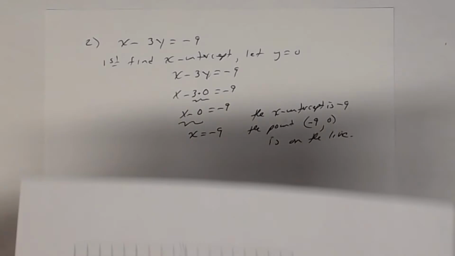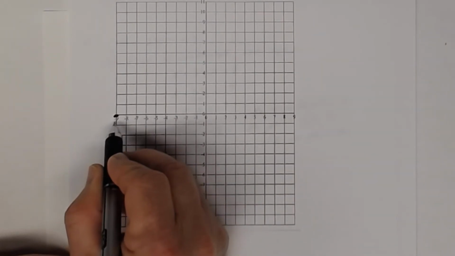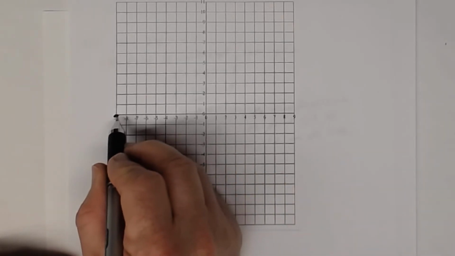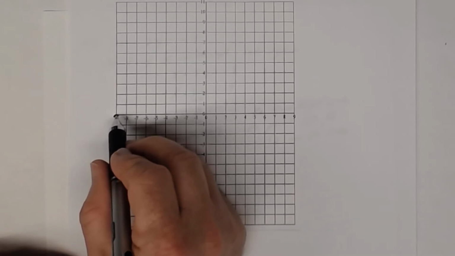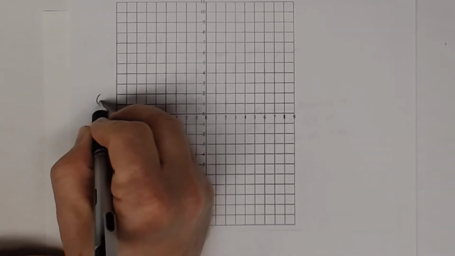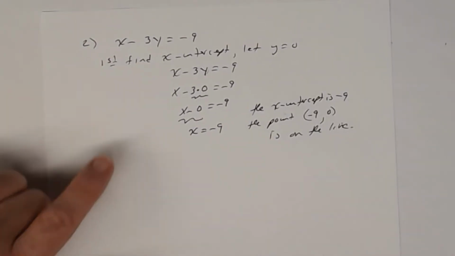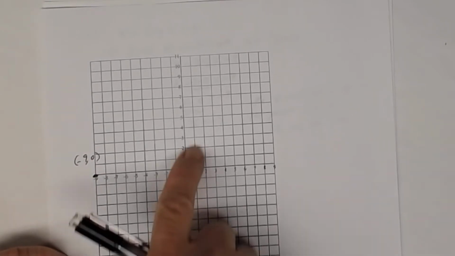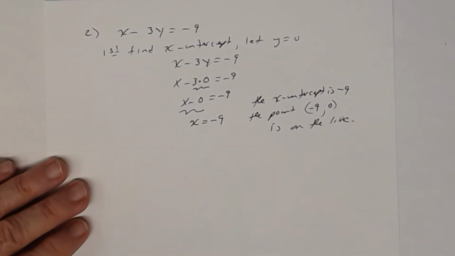So let's see what we have so far. So negative 9, 0, right? So here is negative 9, 0 right here. So remember, you start at the origin, you go to the left 9, and then since y is 0, that means you stay there. You stay on the x-axis. So negative 9, 0. All right, so now remember, to graph a line, you need 2 points. So far, I only have 1. So I'm going to find the other point by finding the y-intercept.